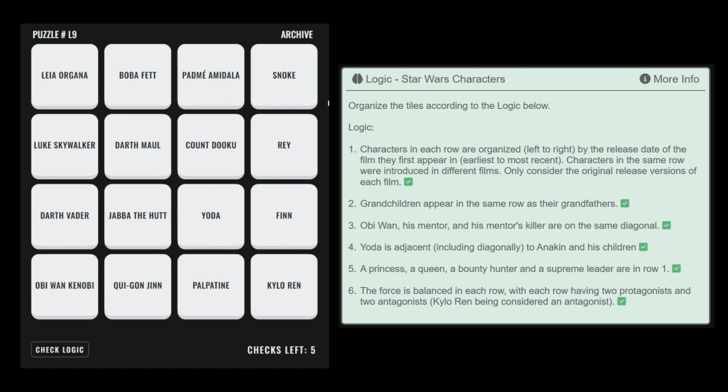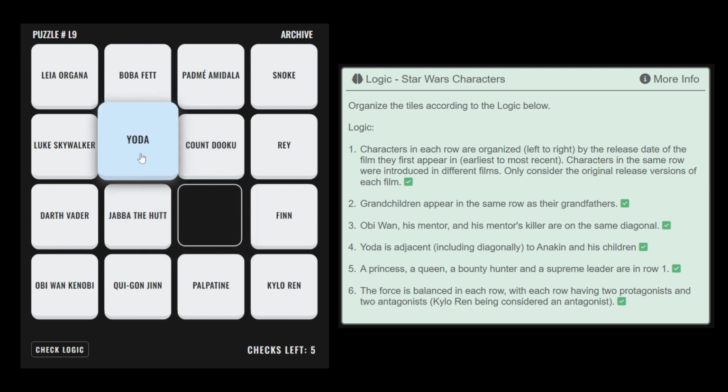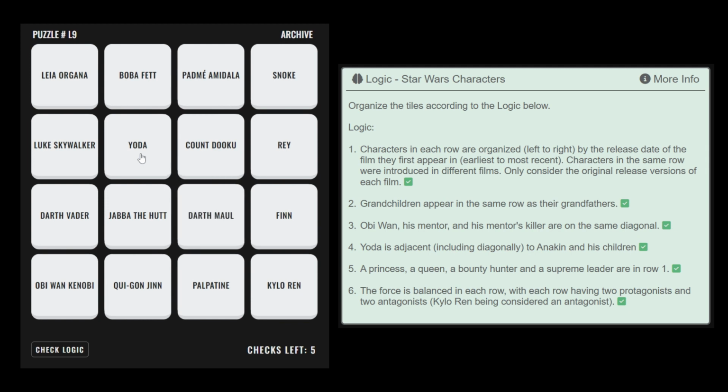From rule number 4 we know that Yoda, who first appears in Episode 5, The Empire Strikes Back, is adjacent to Anakin and his children. Since we know Leia belongs in the top left corner, Yoda must go in this position to be able to be adjacent to Darth Vader and Luke Skywalker as well. This also means that Obi-Wan Kenobi must be placed in the bottom left corner of the grid.